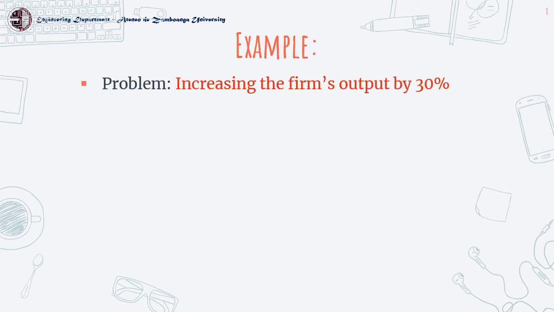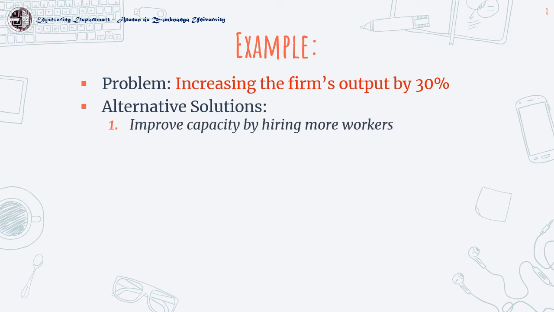So an example is the problem of increasing the firm's output by 30%. You need to increase your output by 30% because your client, for example, requires more of your product. So you have to increase your output by 30%. So how are you going to solve this one? So these are the alternative solutions. You had a meeting and then you come up with these alternative solutions.